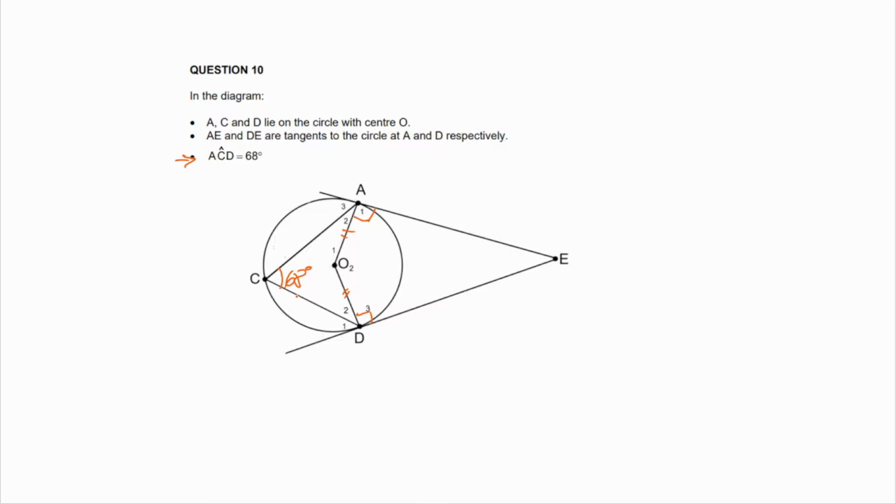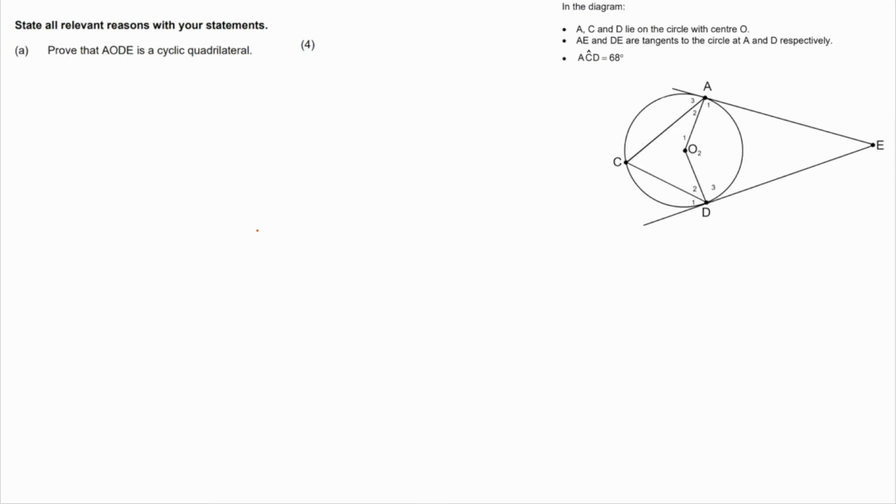Okay, we're going to need that information. All right. Now they say, state with reasons. We have to prove that AODE, this thing over here, is a cyclic quad. Okay. So again, we know that these are equal. This is 90, this is 90. And you'll see immediately that these are opposite angles of the quad, and 90 plus 90 is 180. So they're supplementary. Okay. So therefore it's a cyclic quad.